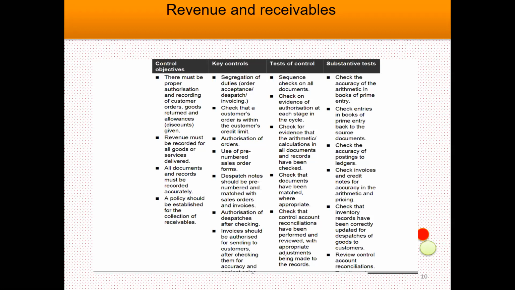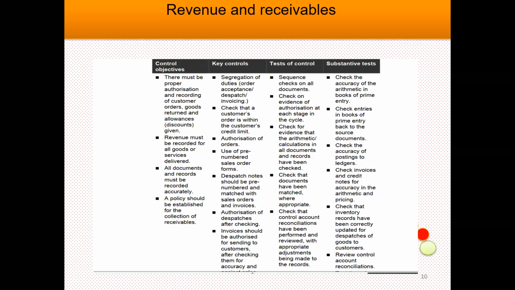Now let's move on to test of controls. Test of controls. Now let's look at sequence checks on all documents.